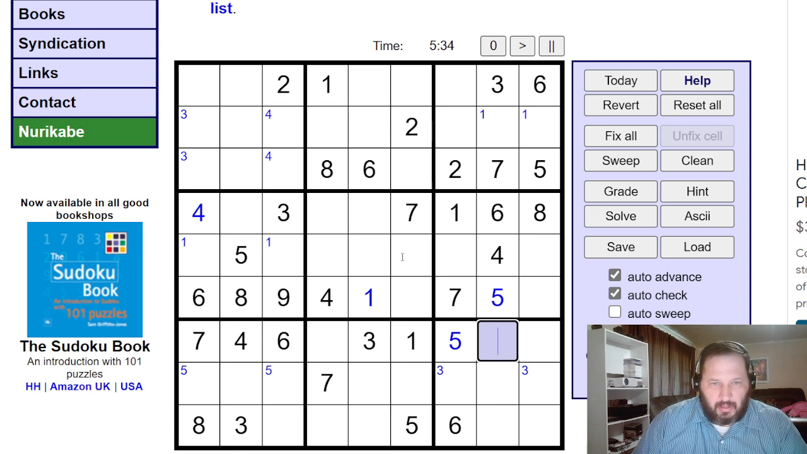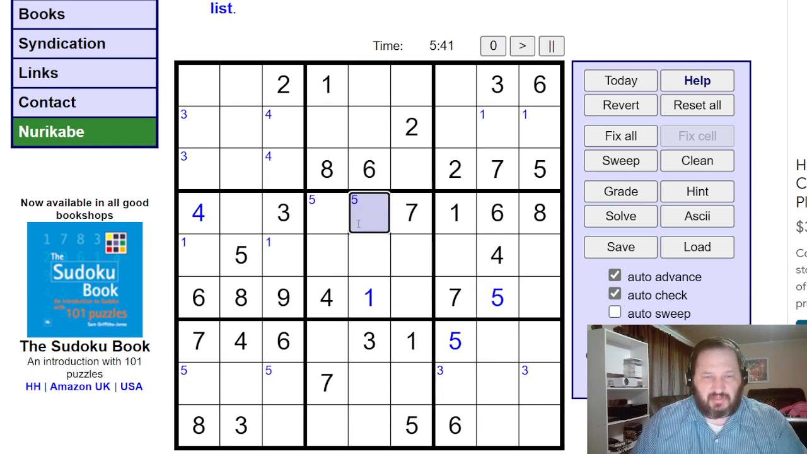Okay. In the center cube here, we have a 5 that goes through the middle, 5 through the bottom. So we know the 5 has to be in one of these top two.